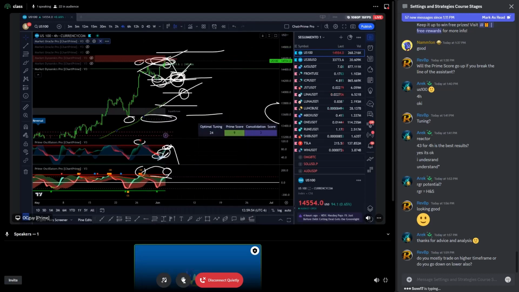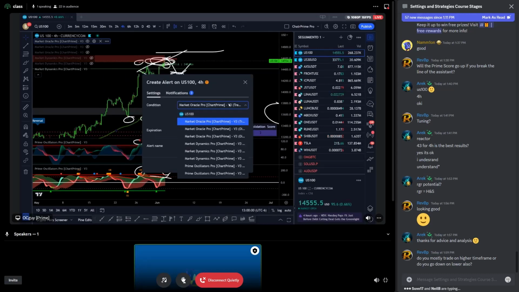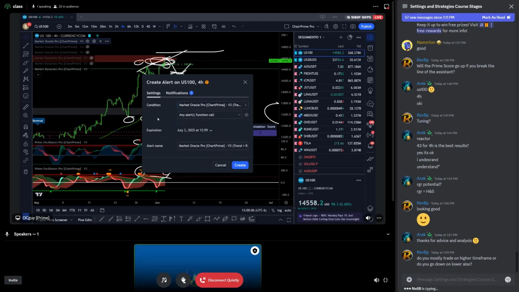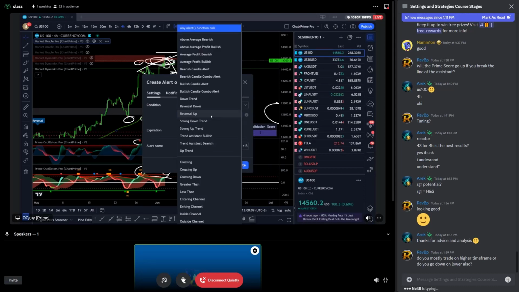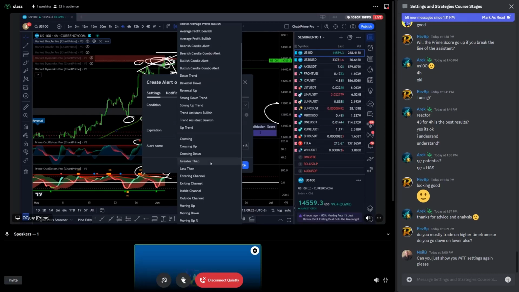Let me see if we can do it the old way. Just click here, add an alert, and then let's see the conditions, Market Oracle Pro: average bearish, average profit, bearish candle, bullish candle, reversal, strong downtrend, trend assistant bullish. Crossing up, here we go, crossing up or crossing down. Those are the ones. So crossing up for green and crossing down for red.